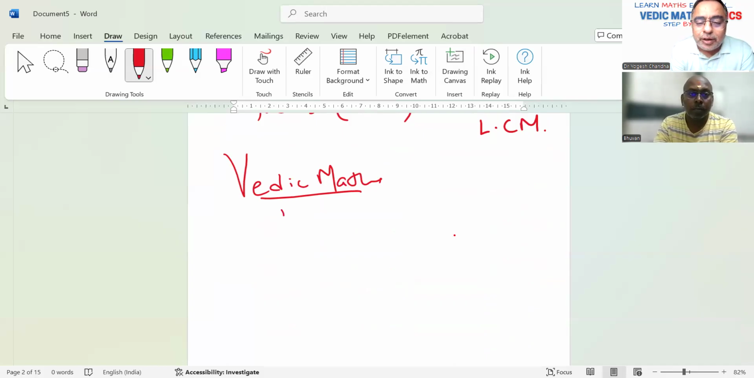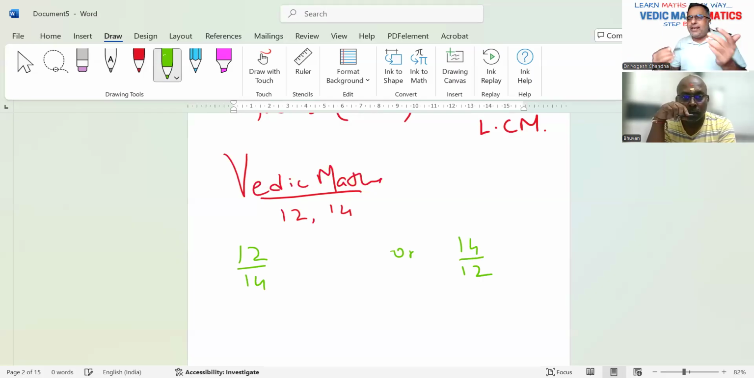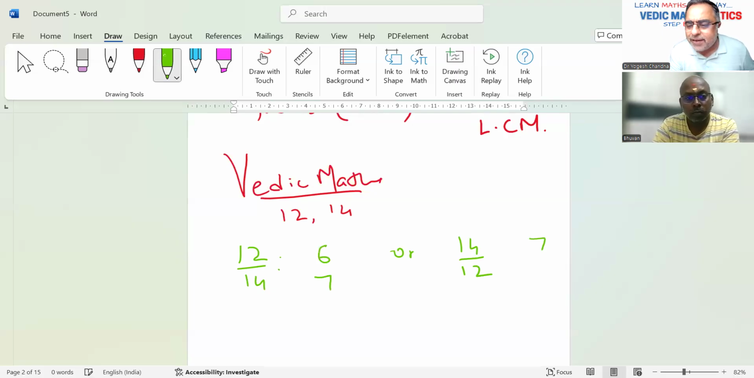Now, 12 and 14 are two numbers. You have to take the ratio and reduce it to the minimum. You can take 12 by 14 or you can take 14 by 12. Not a worry. Any one you can take and reduce. So 6 by 7 or 7 by 6. Correct. This is the minimum you can reduce.